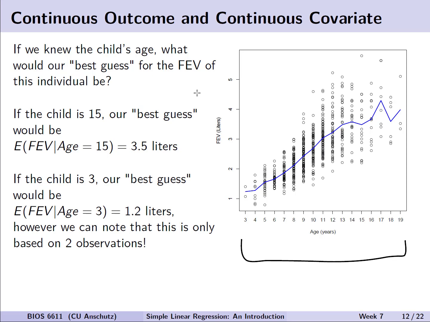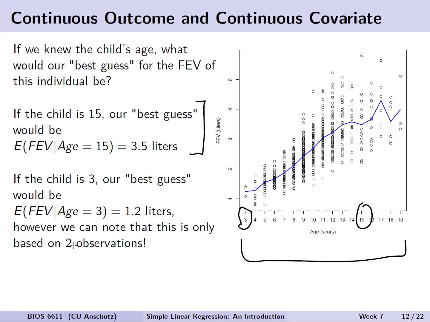But first we can focus on the question of, let's say, what if we knew the child was 15 years old? Well, in that case, we could look at the sample of 15-year-olds on our figure here, and we could then take the average within that subsample of our overall sample, and see that the average FEV is 3.5 liters. If a child was only 3 years old, over here on the far end of our scatter plot, we could take those two observations and calculate the average FEV as 1.2 liters.